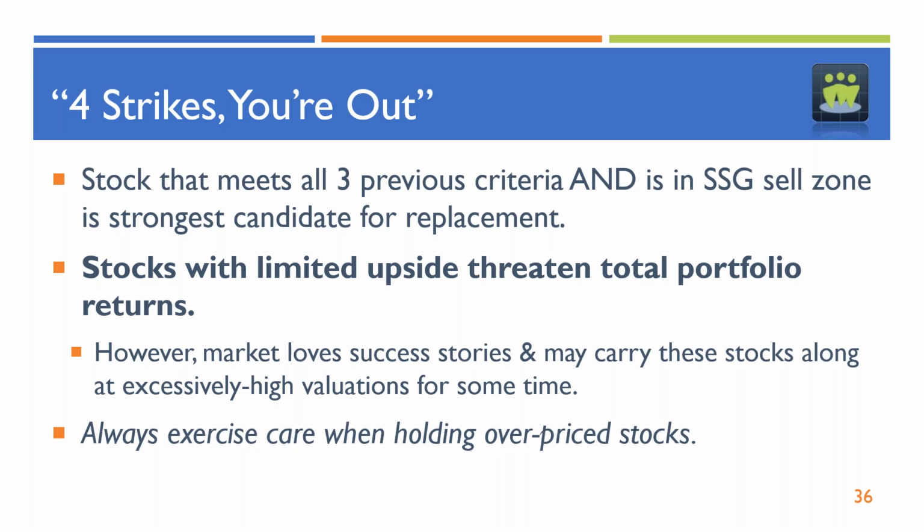Now, I also subscribe to a 4 strikes you're out philosophy that I learned 20 years ago from a better investing volunteer in Philadelphia named Joe Smith. And his approach was that if you've got a stock where those 3 criteria are all met and the stock is in the sell zone, these are the strongest candidates for replacement. And his belief was that those stocks that have a limited upside threaten your total return potentials. They might be the biggest and best performers in your portfolio, but looking ahead, they're not going to be delivering as much return. And so the market might love these stocks.